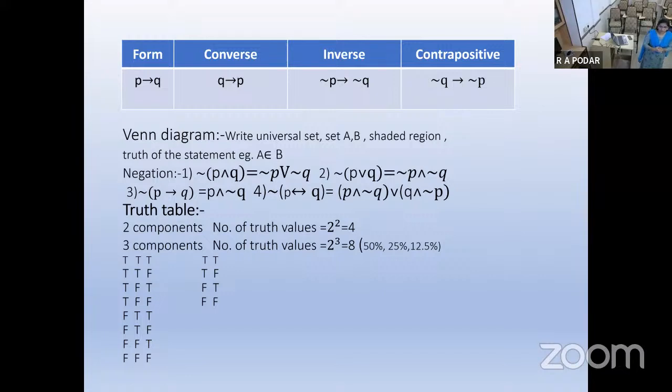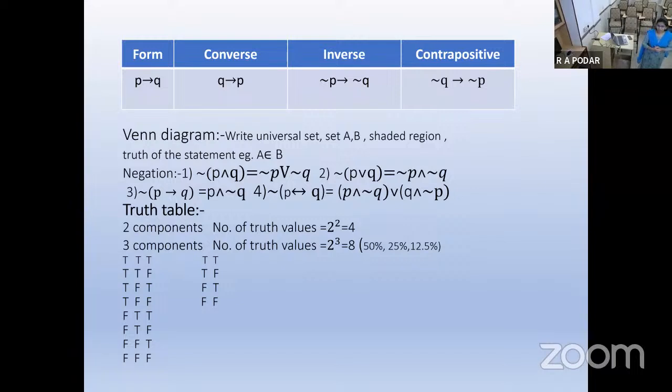If 3 components, P, Q, R, are given, how many truth values do we apply here? 2 cubed, which is equal to 8. For P we write 4 times T, 4 times F. For Q, 2 times T, 2 times F, and repeat 2 times again. And for R, we write alternately T, F, T, F. If you write in such a way, you will get at least 1 mark even if your performance is poor.